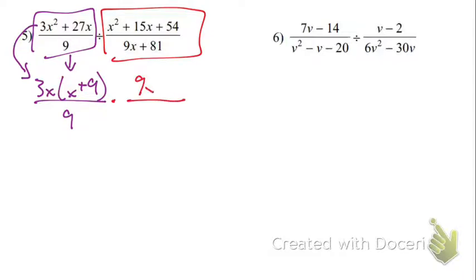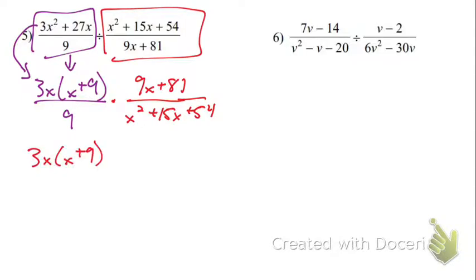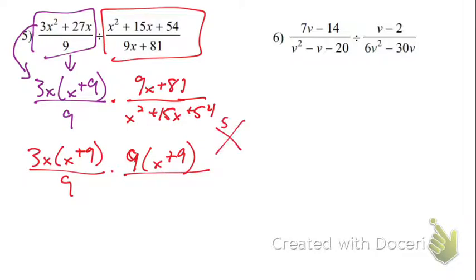Maybe I'll just do it in 2 steps. Why not? So 9x plus 81 over x squared plus 15x plus 54. Okay, so I flipped it. I haven't factored it yet, though. So my left fraction, 3x, x plus 9, is going to stay that way. Now I'm going to take a 9 out. I'm left with x plus 9. And then here, which two numbers multiply to 54 and add up to 15? 9 and 6. So x plus 9, x plus 6.